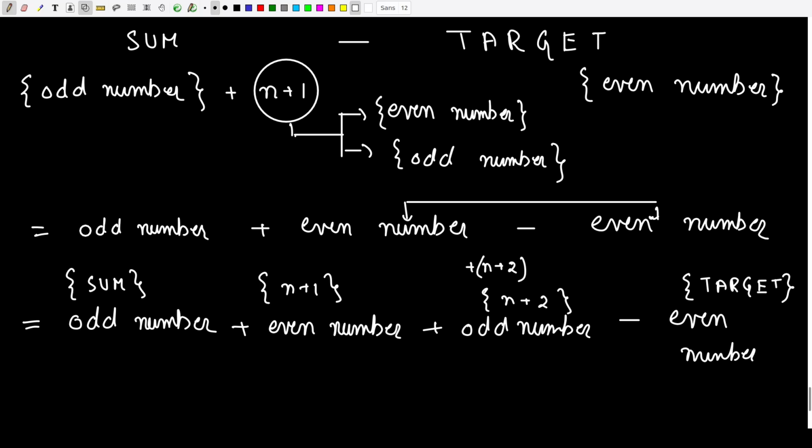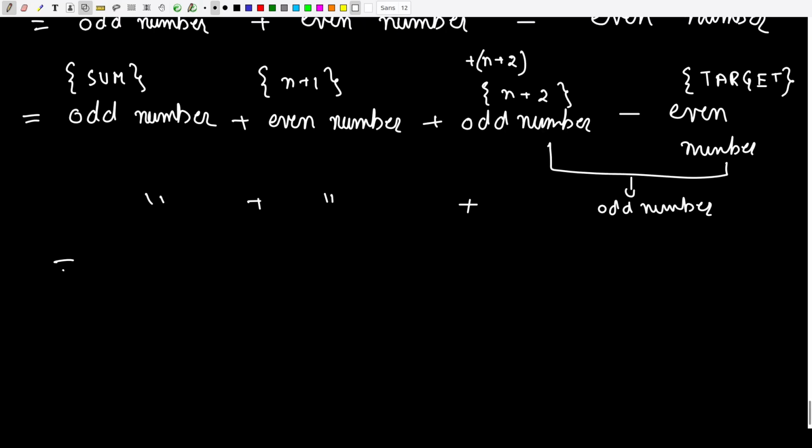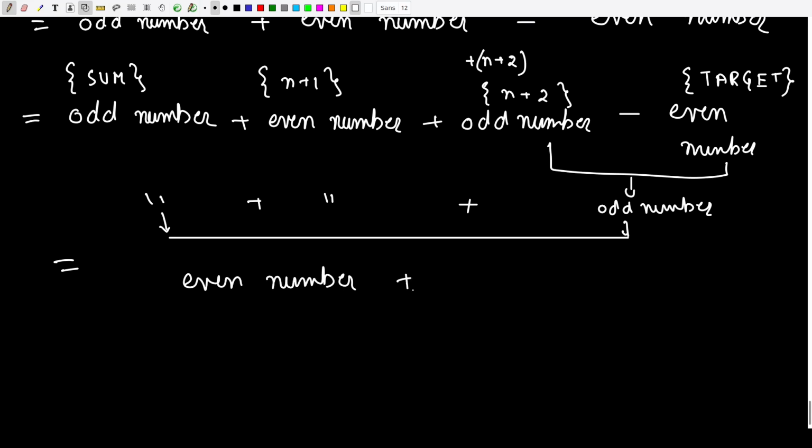And if we do this, what is happening over here? Odd minus even will give me an odd number. So this will give me an odd number plus even number plus odd number. And the sum of odd numbers, so this plus this number, will give me an even number, right? So then this will be an even number plus even number, and then this will give me an even number.